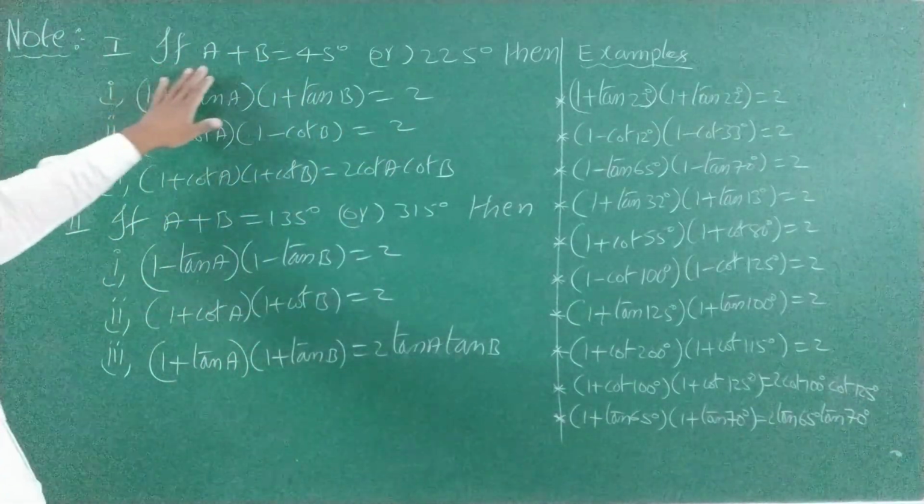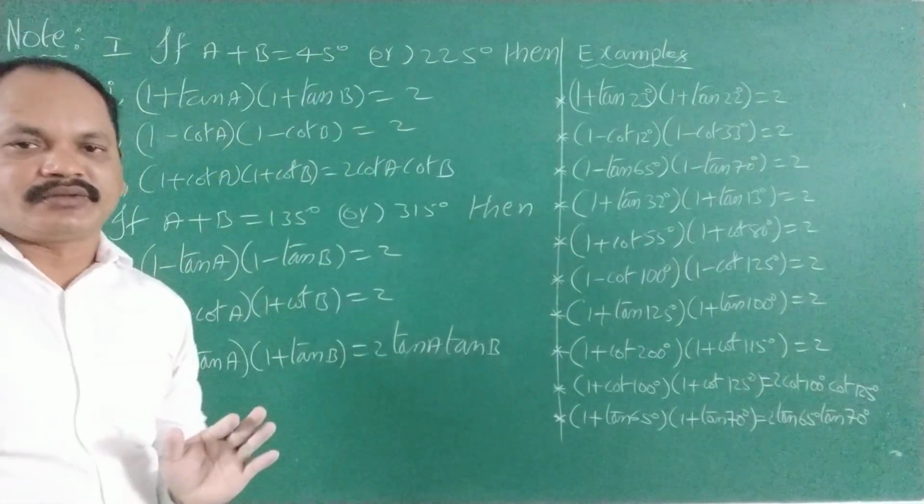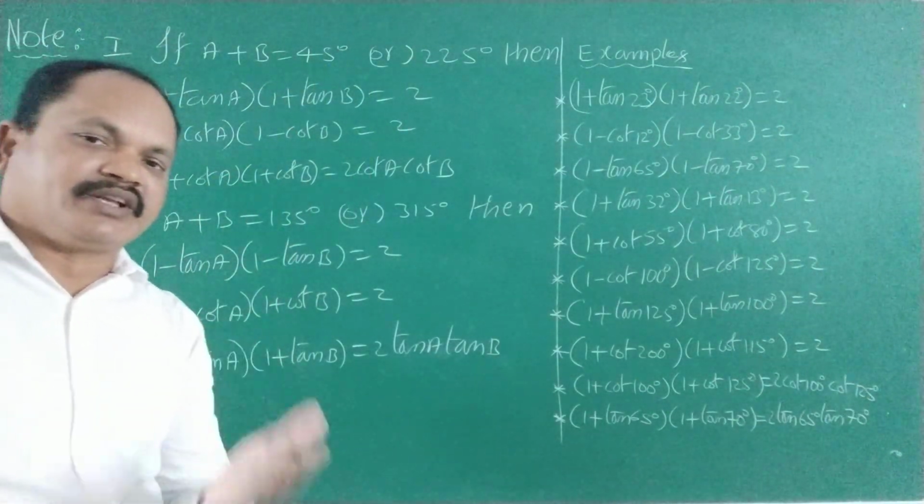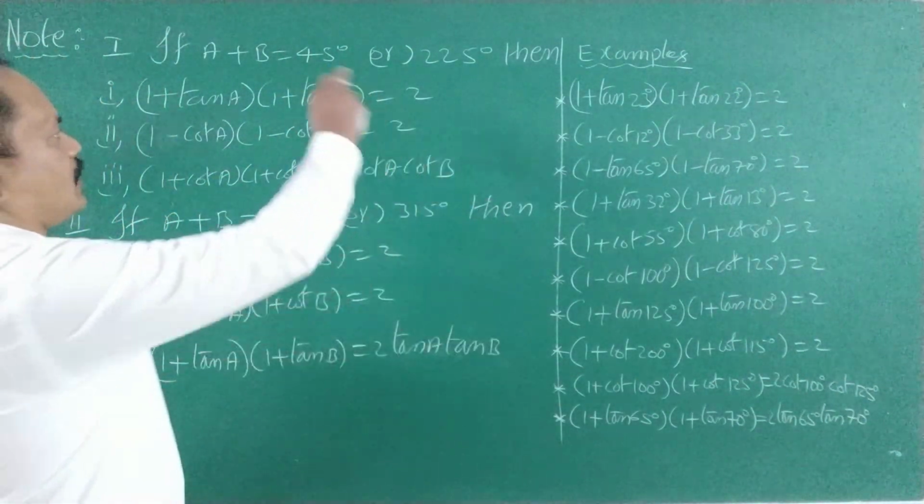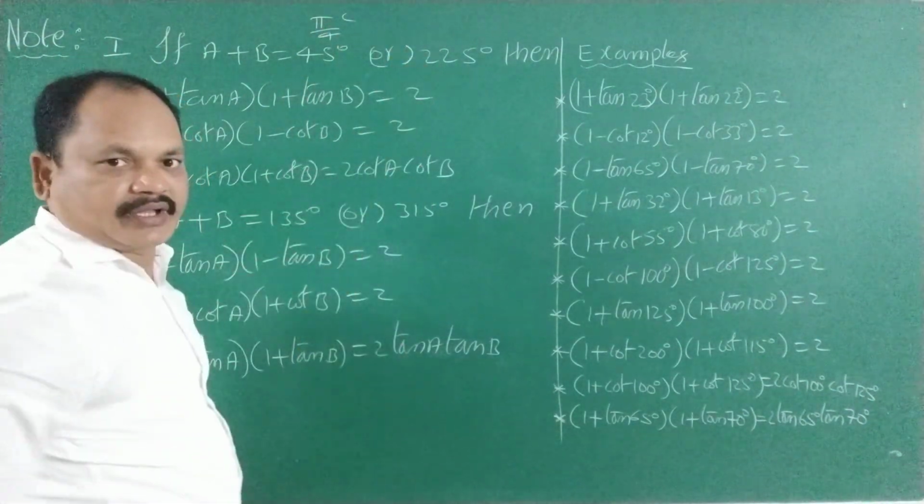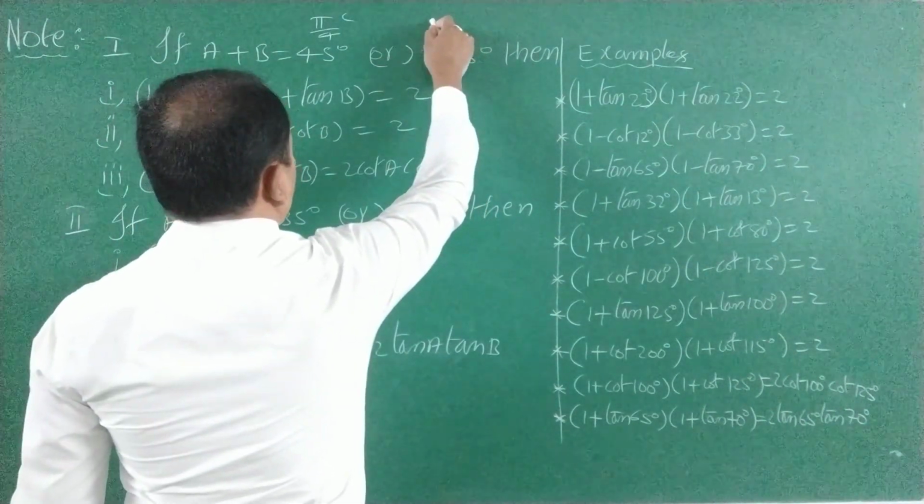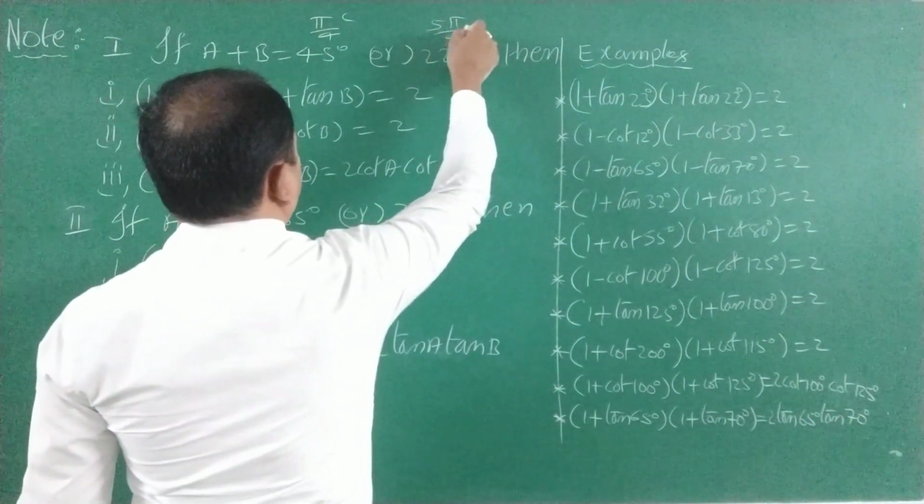Observe here, for the first note point, if A plus B is equal to 45 degrees or 225 degrees. Actually 45 degrees means what? Pi by 4 radians. Okay. And 225 degrees what? 5 pi by 4 radians.